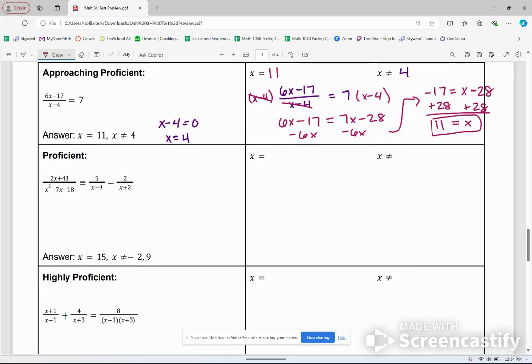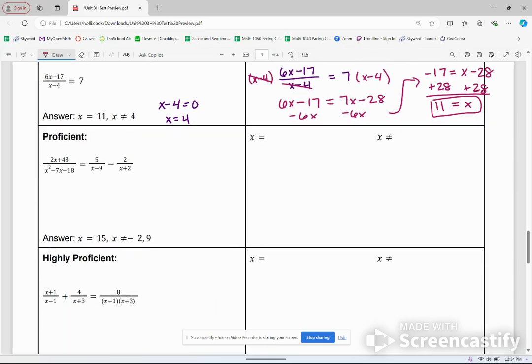All right, proficient. So on this one, it's a little bit different because we have this subtraction here. We do need to make these have a common denominator before we can solve this. So for the 5 over x minus 9, we need to get our x plus 2 over x plus 2. And then for the 2 over x plus 2, we need x minus 9 over x minus 9. Okay, and this one over here just factors to negative 9 and 2. I think on the test this is factored for you, so it'll just look like this on the test.